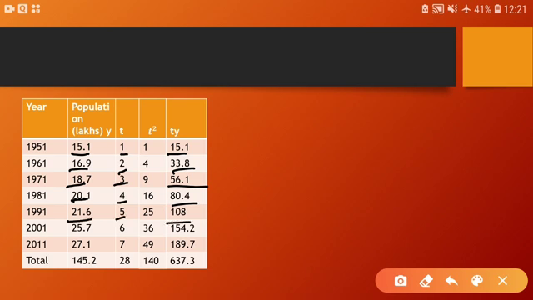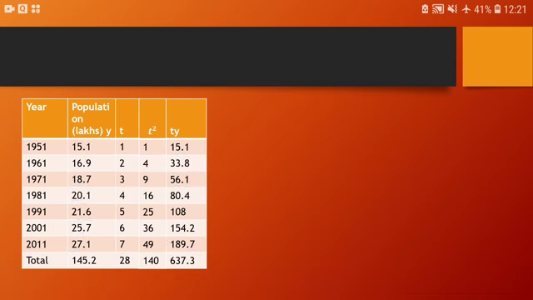21.6 into 5, 108. 25.7 into 6 is 154.2. 27.1 into 7 is 189.7. So the total is 637.3.